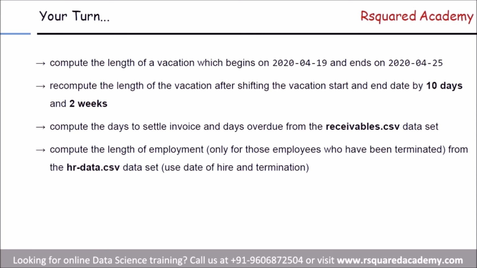First, compute the length of a vacation which begins on 19th April 2020 and ends on 25th April 2020, and then recompute the length of the vacation after shifting the vacation start and end date by 10 days and 2 weeks. So you will update the vacation start date by 10 days, the vacation end date by 2 weeks, and then again recompute the length of the vacation. And then you'll use the receivables data set, another data set that is available in the learning management system. You'll read it in; we'll show you how to do that in the 5th or 6th module. You'll compute the days to settle invoice and days overdue from that data set as well.